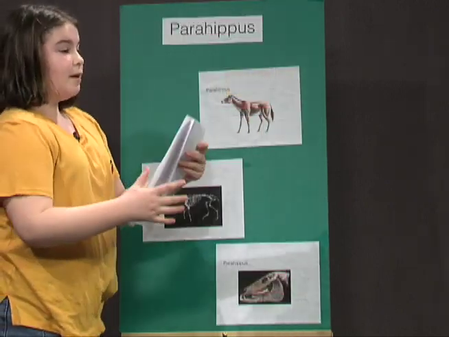The next horse is the Parahippus. It was around 24 to 17 million years ago. Parahippus means side horse. Since leafy food had become scarce, these animals were forced to subsist on newly evolved grasses that were taking over the plains.